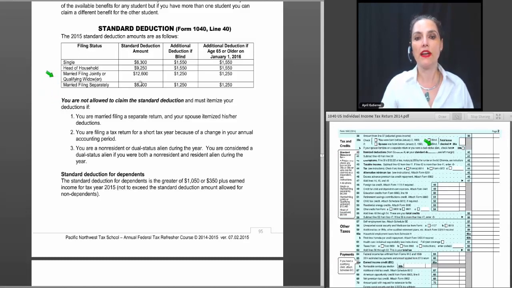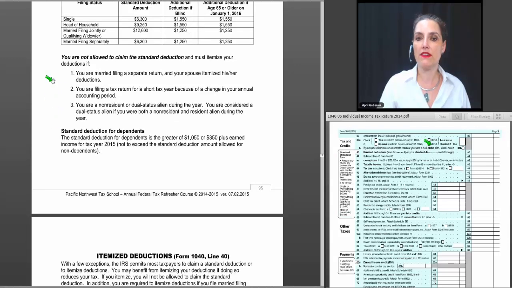Also, for married filers, the additional standard deduction for being blind or age 65 or older is $1,250. That's $300 less than if you are single. You are not allowed to claim the standard deduction, and you must itemize your deductions if you are married filing a separate return and your spouse itemizes his or her deductions.